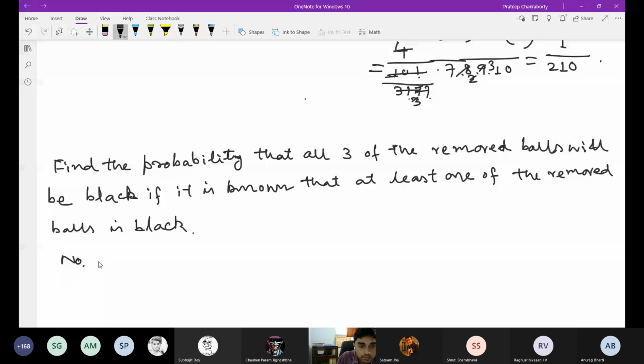Sir, is this a continuation of the previous one, like the fourth ball removed is white? Yeah, the continuation of the previous one, only the 4th ball removed being white is not taken. Only about the first 3 balls removed. Okay, sir. So the number of events that at least one of the removed balls is black.